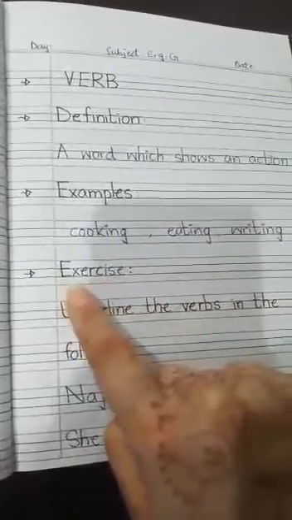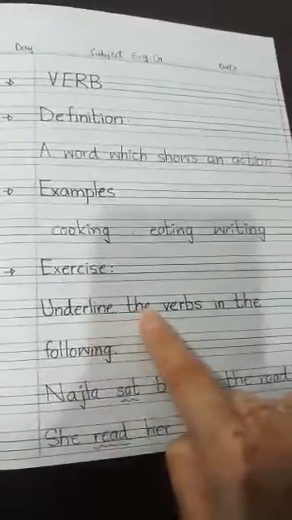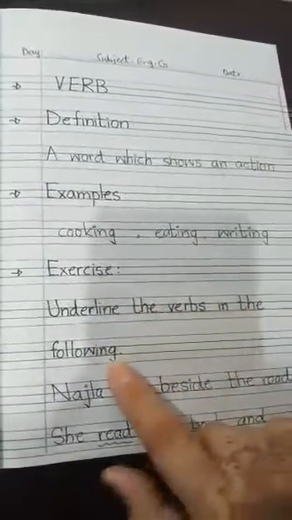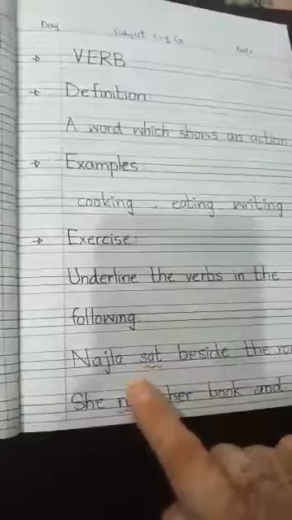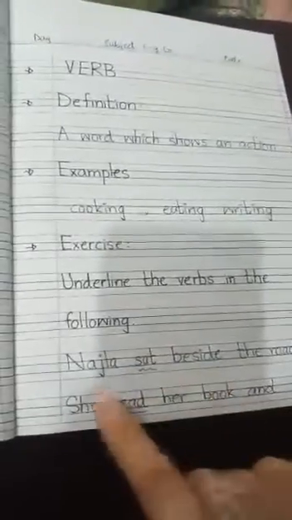Come towards exercise. Write exercise like this. Underline the verbs in the following. So you have to do what? You have to underline the verbs.